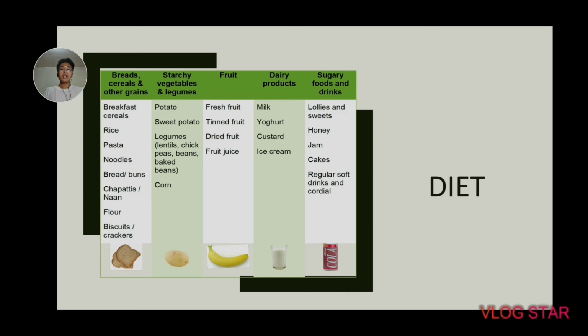So this is a short table of foods that are contained in a type 1 diabetic diet. For bread, cereals, and other grains, we have breakfast cereals, rice, pasta, noodles, flour, biscuits. For starchy vegetables and legumes, we have potatoes, sweet potato, corn. For fruits, fresh fruit, and so on. Dairy products: milk, yogurt, custard, and ice cream. And then sugary foods and drinks: lollipops, honey, jam, cakes, regular soft drinks, and cordial.